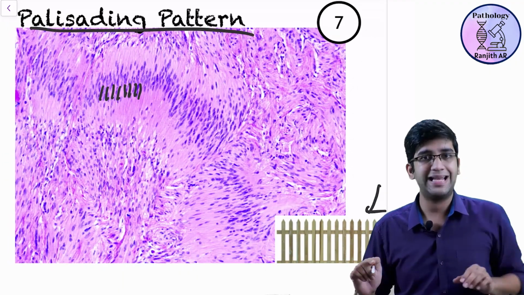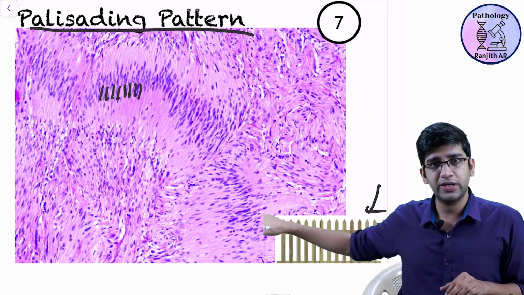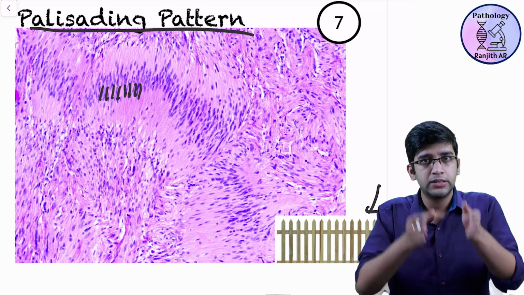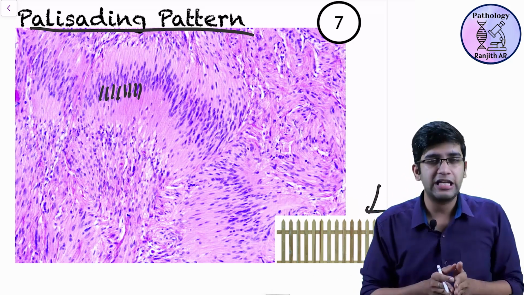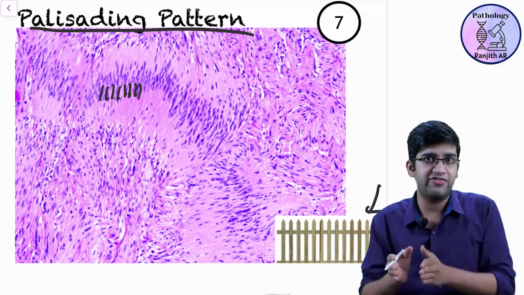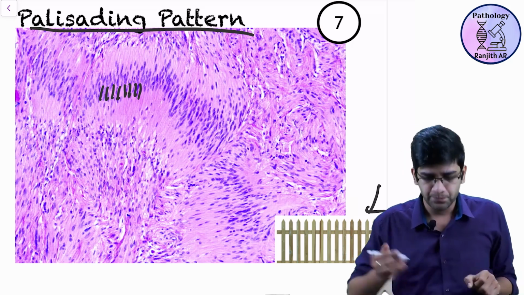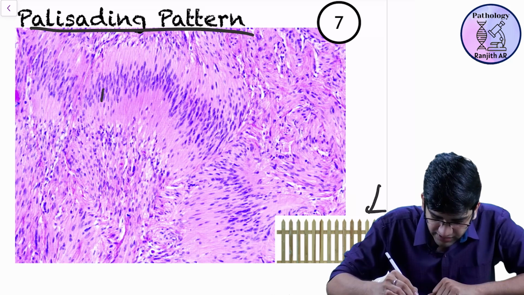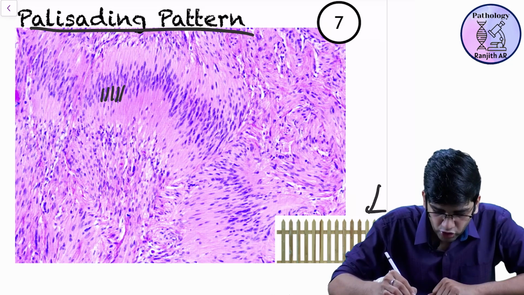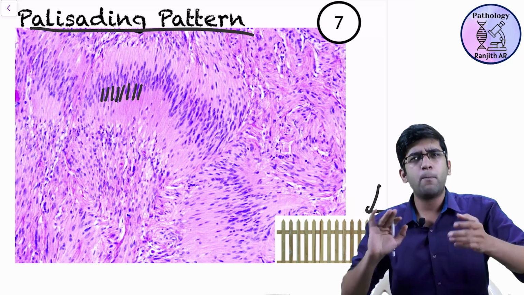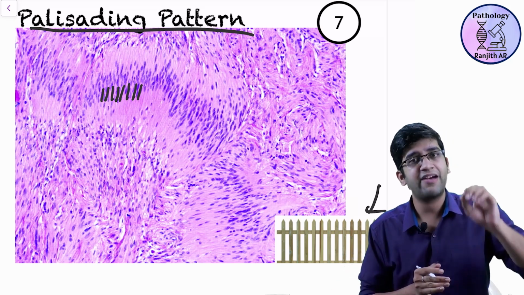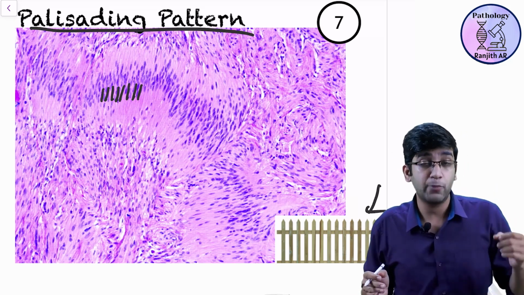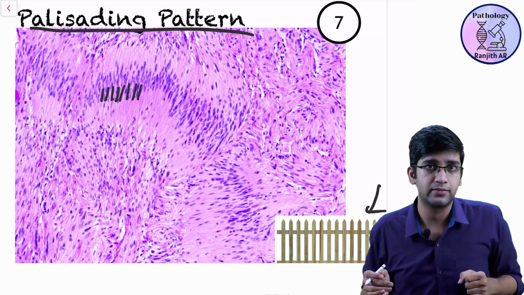Next is palisading pattern. You can see a fence there, right? Palisading means parallel to each other. It's going to be parallel like a fence. I want you to write palisading pattern. When you look at this palisading pattern, here the nucleus, if I'm going to draw a line in the nucleus, more or less looks parallel, right? If I'm having parallelly arranged nuclei, I'm going to call that a palisading pattern.